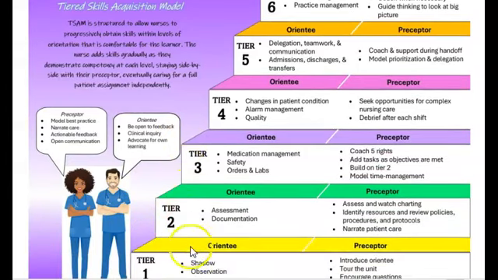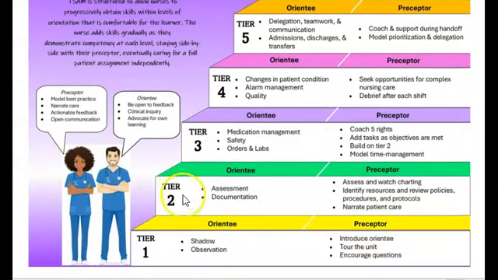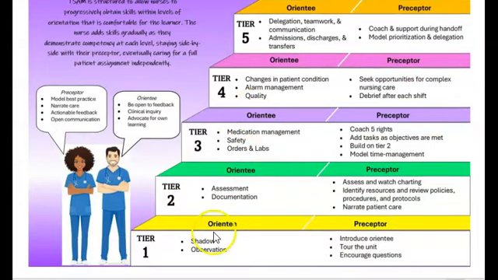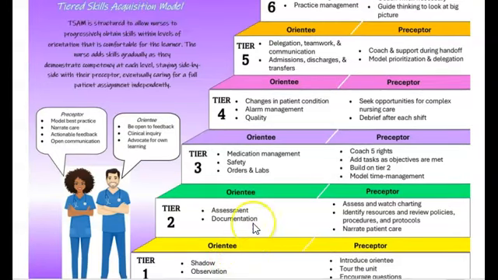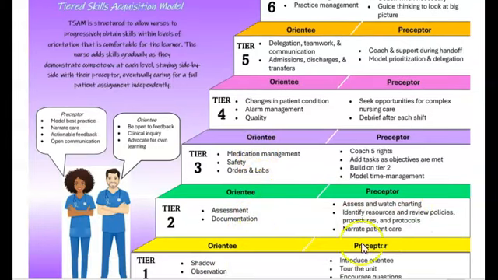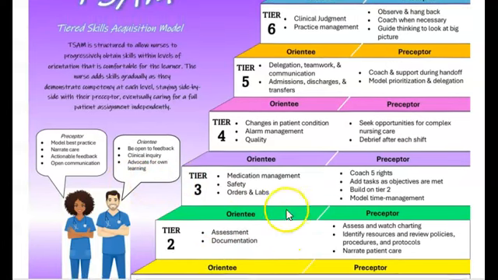This framework uses Patricia Benner's novice to expert theory as well as Donna Wright's domains of skill acquisition. There are 6 levels or tiers for the tiered skills acquisition model. Starting with Tier 1, which is shadowing and observing for the orientee, which is only the first few hours of the first shift. But as you can see, as you progress through the tiers, the orientee and the preceptor have clearly designated roles in each tier.